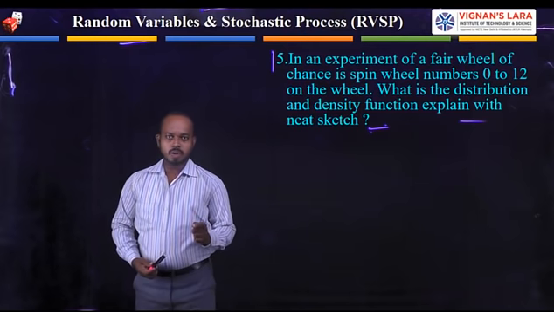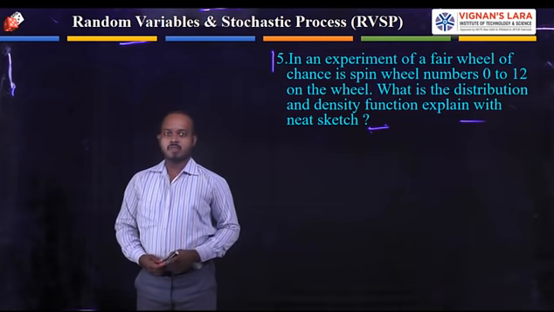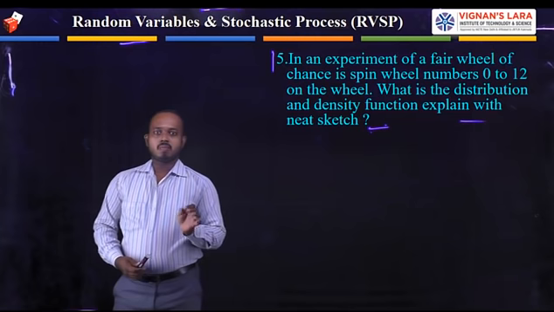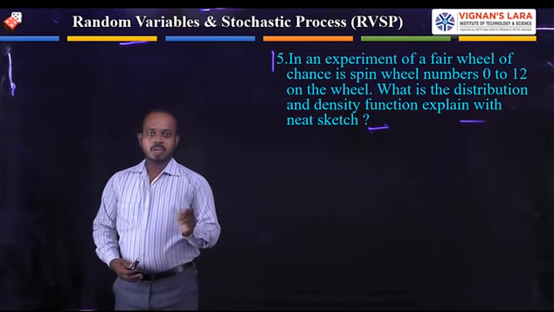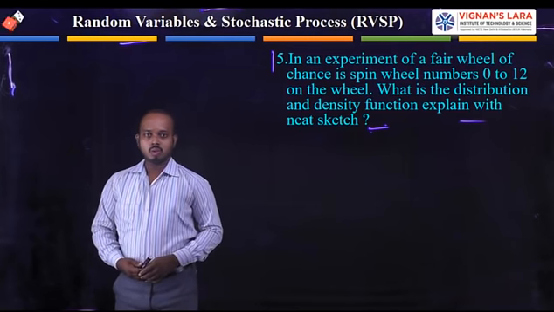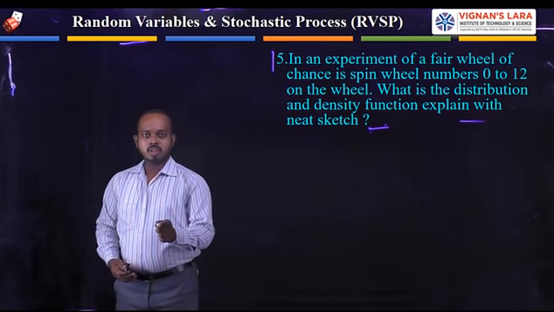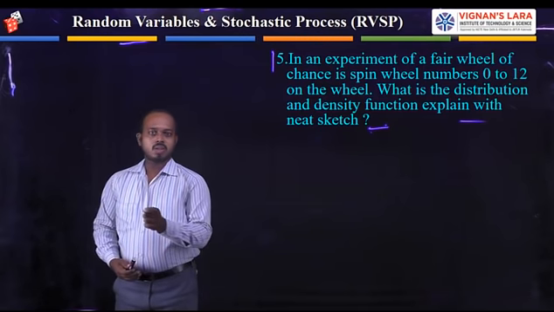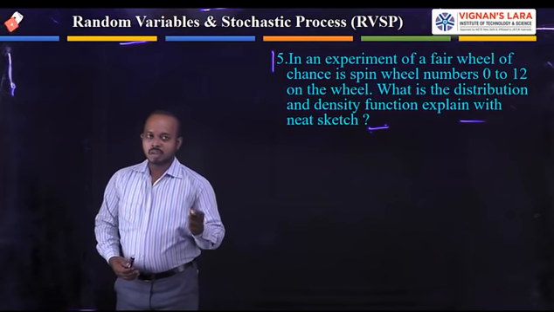The given topic relates to a continuous random variable or a discrete random variable. What is given? The problem clearly mentions that a spin wheel is marked from 0 to 12. He is asking you to find the probability density and distribution functions, and then plot them: the density function with its graphical representation, and the distribution function with its graphical representation.